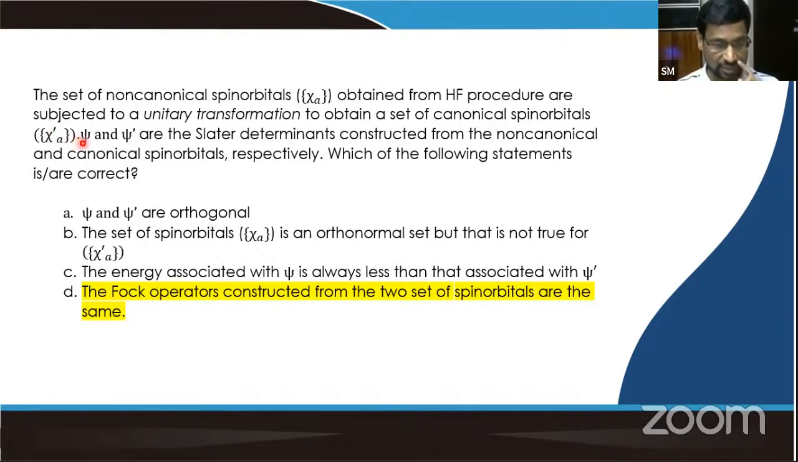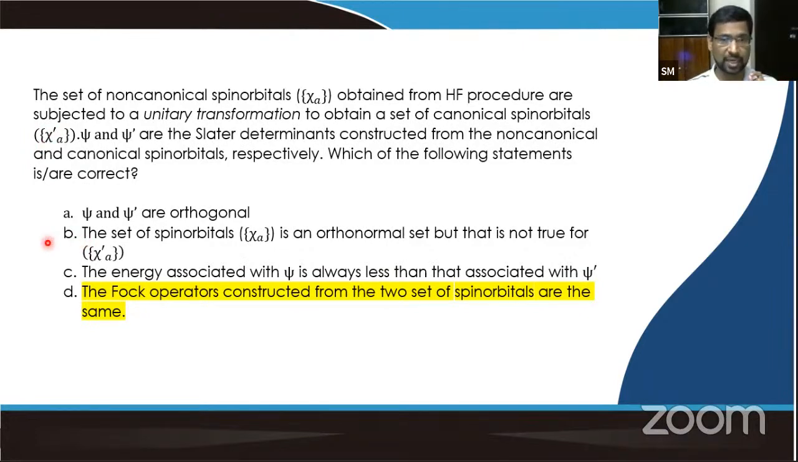But the Slater determinant wave functions psi and psi prime differ only by a phase, especially if they are complex. Otherwise, they are simply plus minus of each other. So therefore, they are not orthogonal to each other. That means the inner product of psi and psi prime is not going to be 0. So they are not orthogonal. What remains orthonormal are the canonical spin orbitals themselves.